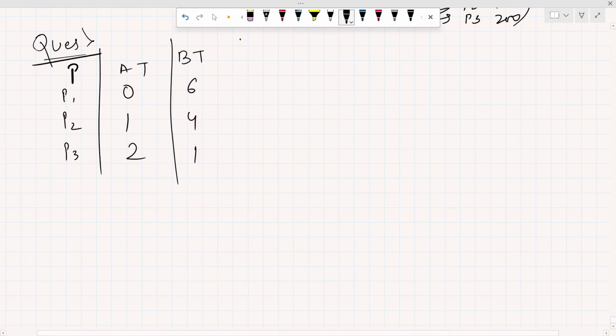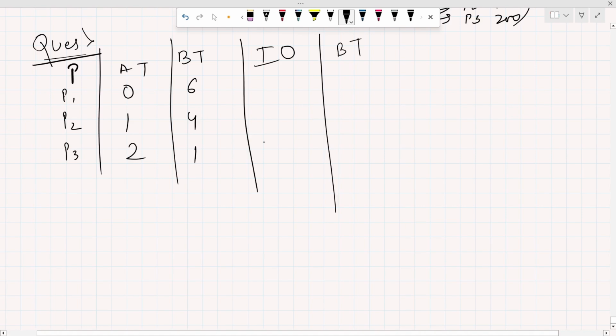After that, we have an IO operation. In this question, we have two burst times, and after completion of one burst time, the process will perform an IO operation. After that, we have another burst time which the process performs and then terminates. The IO operation for P1 is 7, for P2 is 2, and for P3 is 6. Now the second burst times are 1, 9 and 5. So this is what the question looks like.